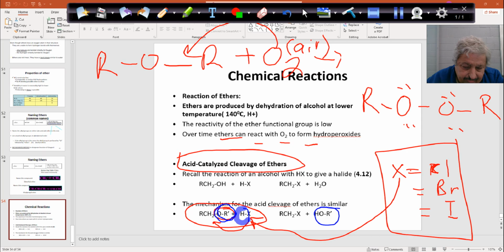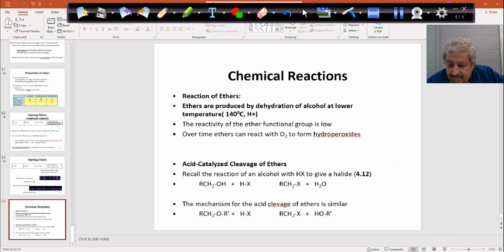And the X here will come and take over this. So you get alkyl halides, and you'll get an alcohol out of those. So ethers can be converted to alcohols through a halide reaction.